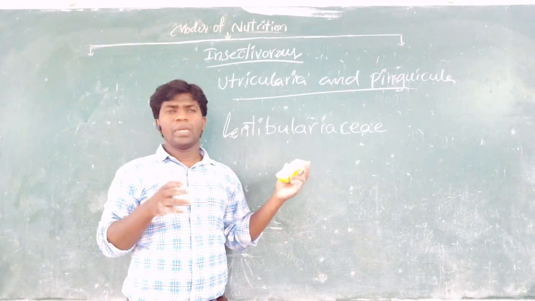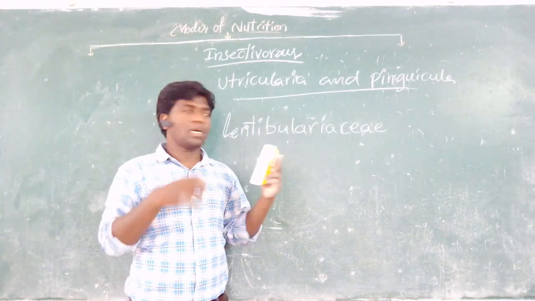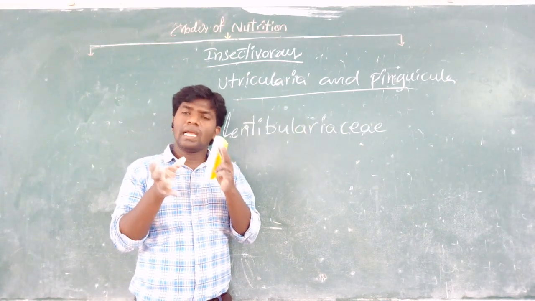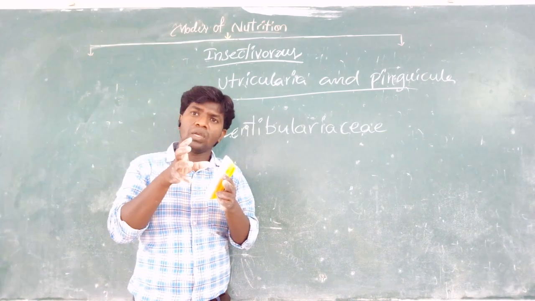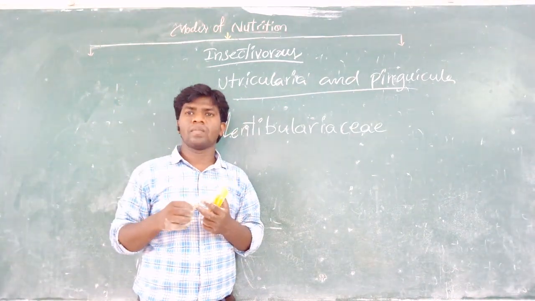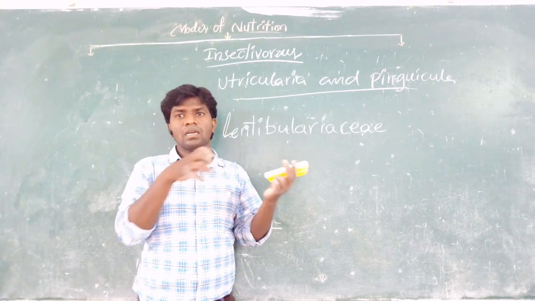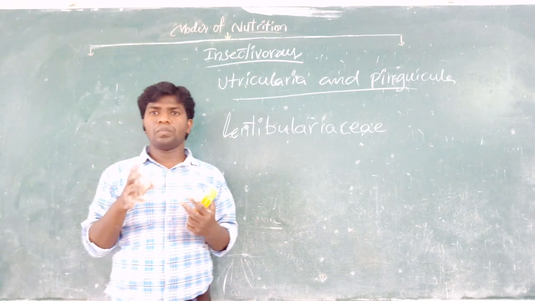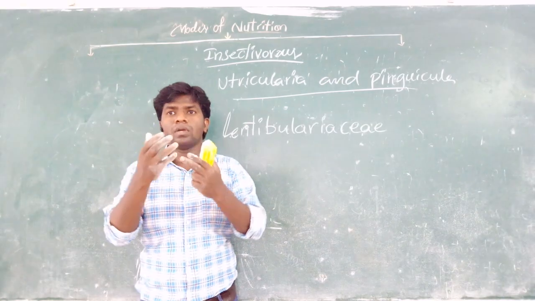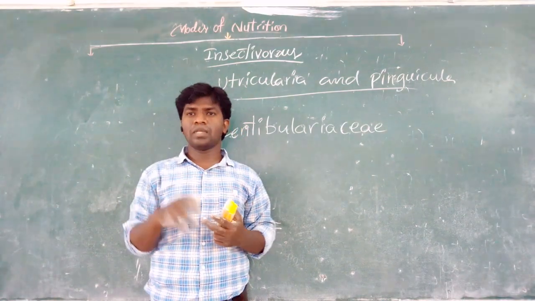Next, Pinguicula also captures and traps insects like Utricularia. In Pinguicula, the entire leaf works as a trap, only for trapping insects. When an insect lands on the leaf surface, it gets stuck in the sticky part. Then the leaf margins roll up, trapping the insect.